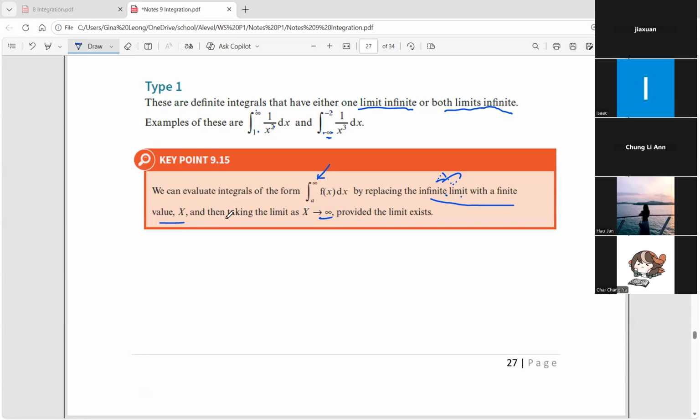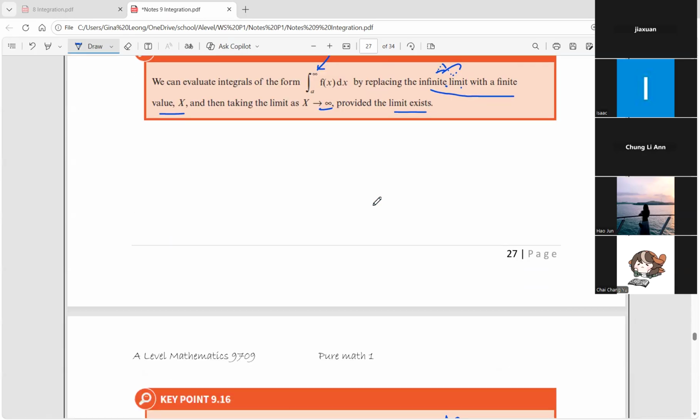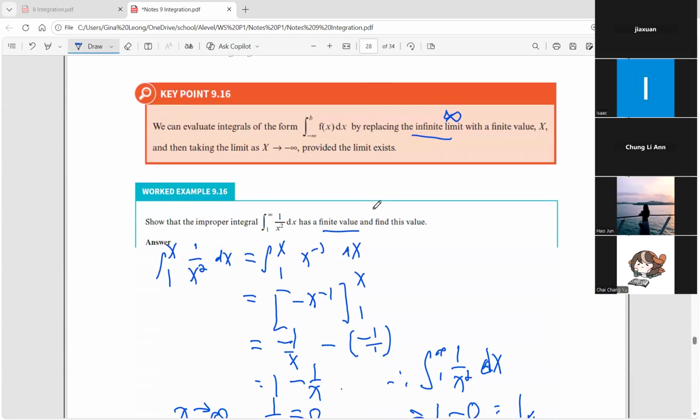And then taking the limit: after you simplify, you take this x value as the limit to nearest to infinity. Then it will give you the limit exists. That means it will tell you what the limit of this function is. Okay, you understand now? I move on. No problem? Got problem, let me know.